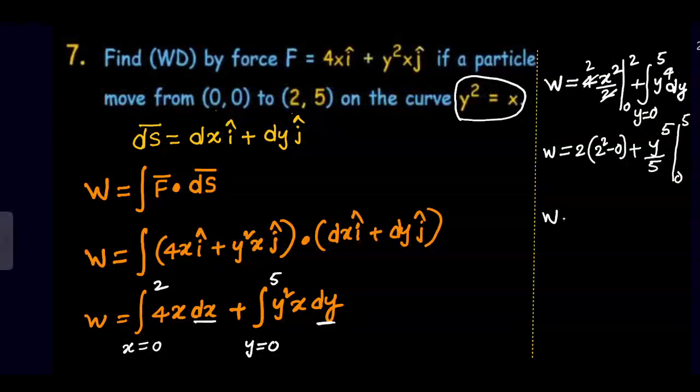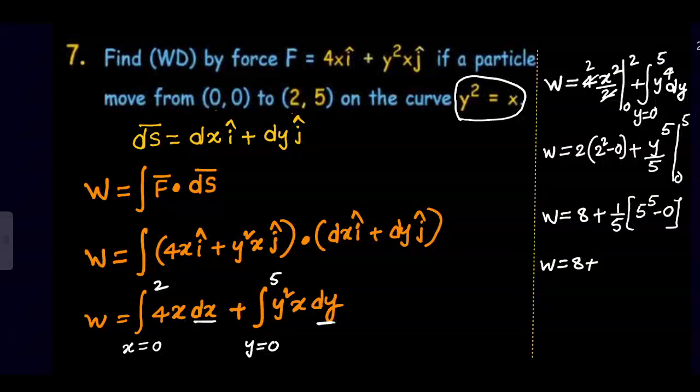Then the work done will be 2 square, 4 into 2, which is 8, plus 1 by 5 into 5 power 5 minus 0. So it is 8 plus 5 power 5 by 5, which is 5 power 4, that means 625. So that is 625 plus 8, which is 633. So this is the work done.